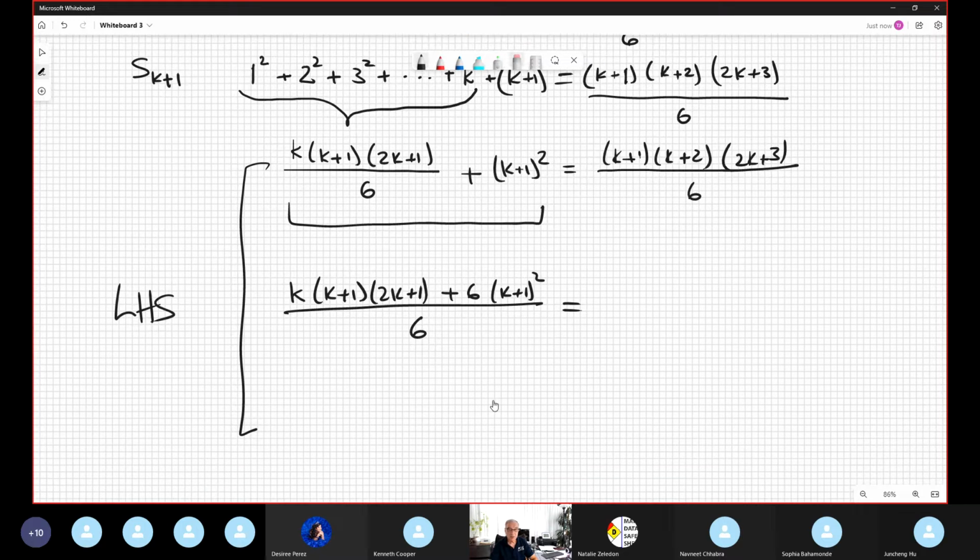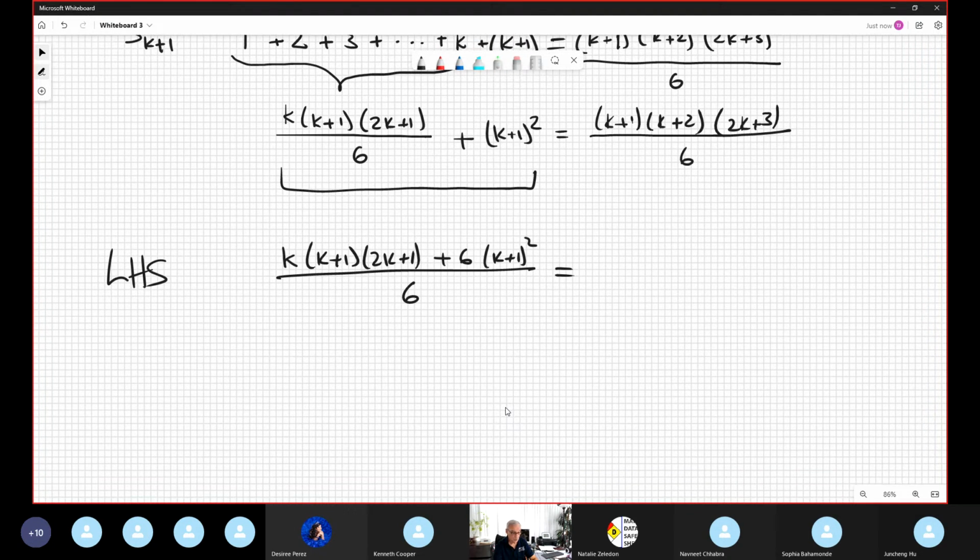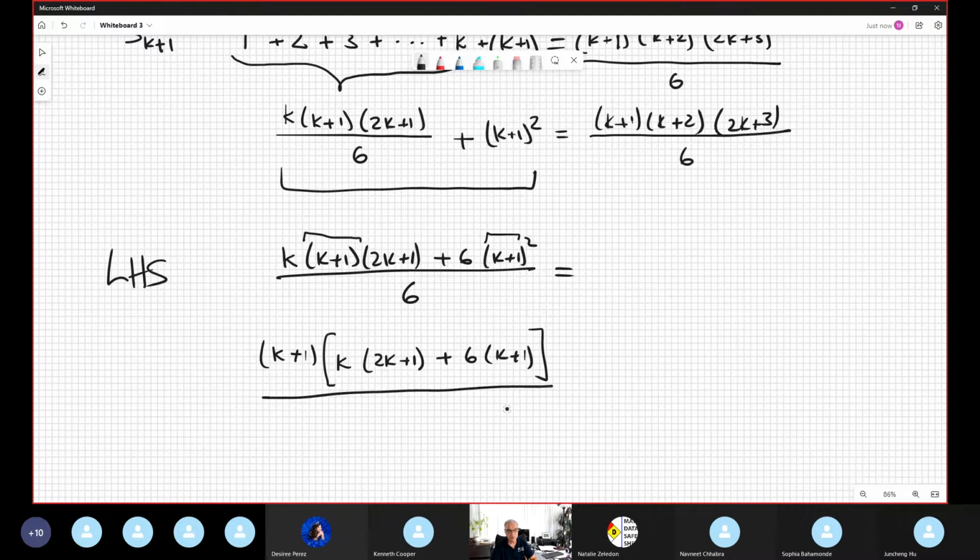Okay, so now a different strategy, a different way. Don't hesitate to do everything you consider good. For example, I can see that k plus 1 is a common factor. I factor out k plus 1. You see k plus 1 is a common factor here and here, no? So we have here k, only k, multiplied by 2k plus 1, plus 6 multiplied by k plus 1, something like that. Does everyone follow me so far?